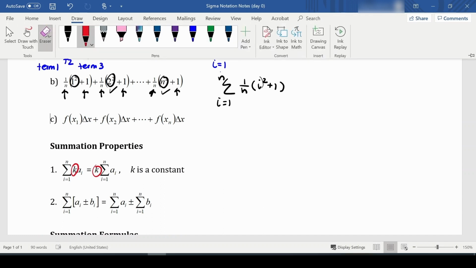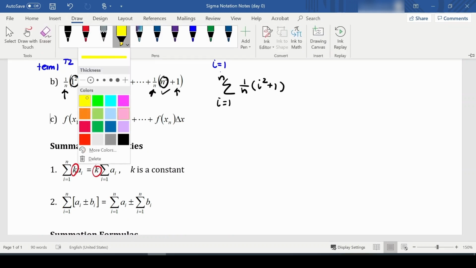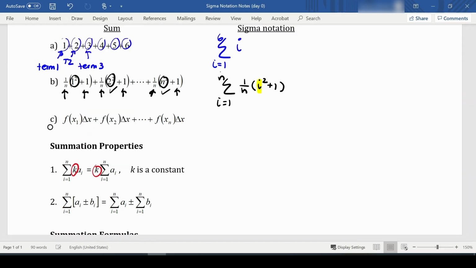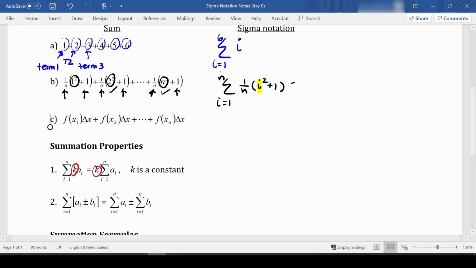Now, we just finished saying that the changing thing here was this i, which means everything else is not changing. Now, I can't take the squared or the plus 1 and put it in front because those aren't constants, but this 1 over n is. I can take this 1 over n out and put it in front and end up with i squared plus 1 inside of my sigma.